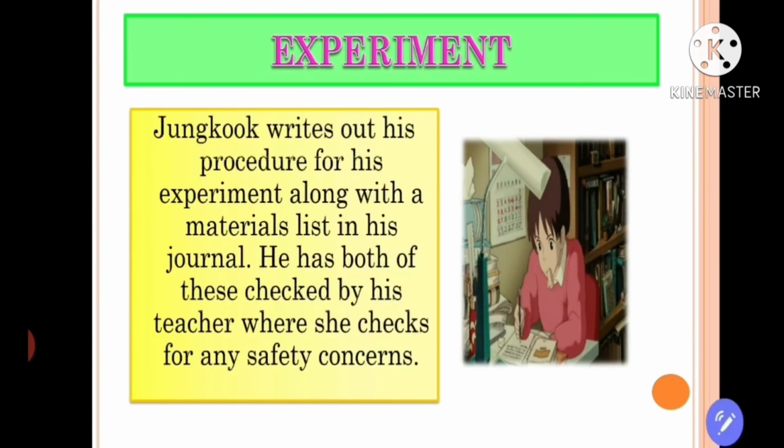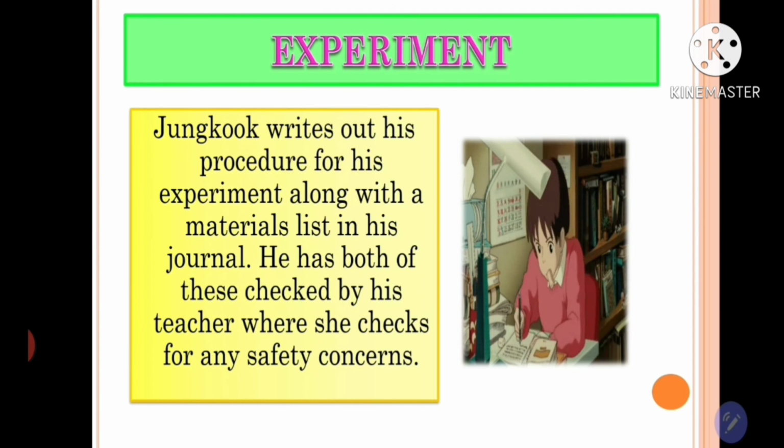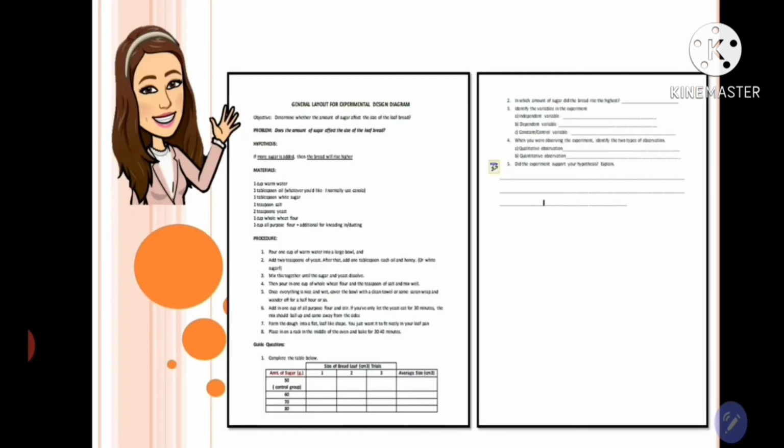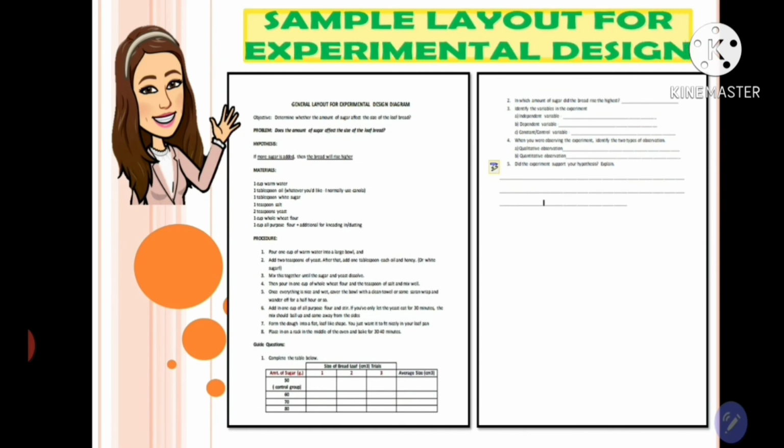Let's go back to Jungkook. Jungkook writes out his procedure for his experiment along with a material list in his journal. He has both of these checked by his teacher, where she checks for any safety concerns. So this is an example of a layout for experimental design. Most science students like you use this format. It's very common for a science student.